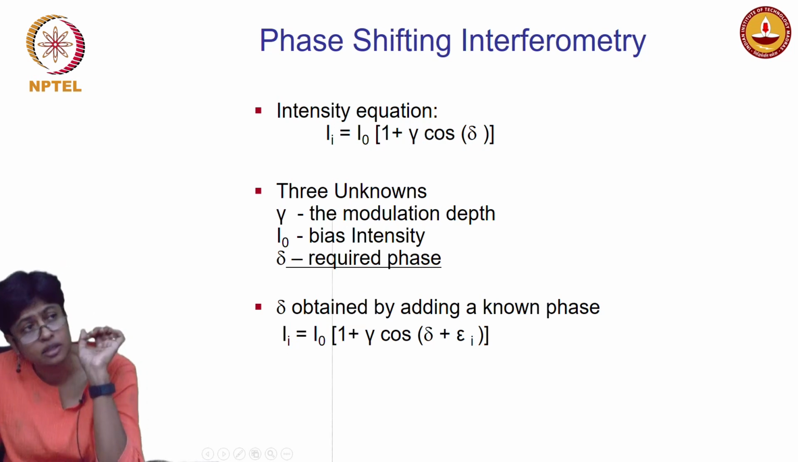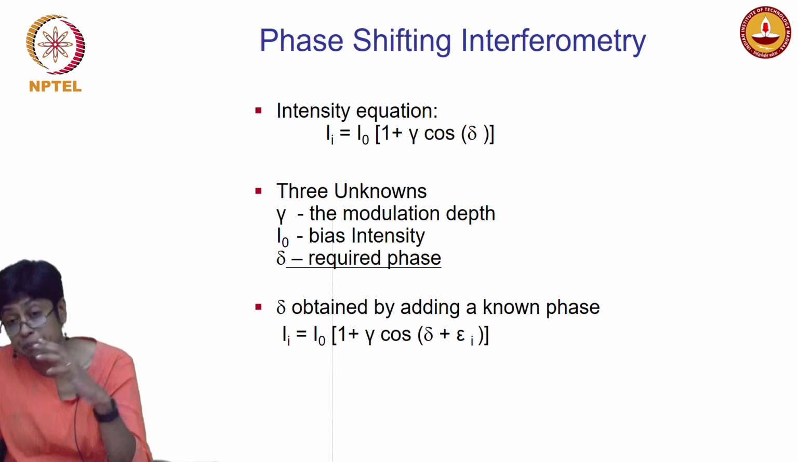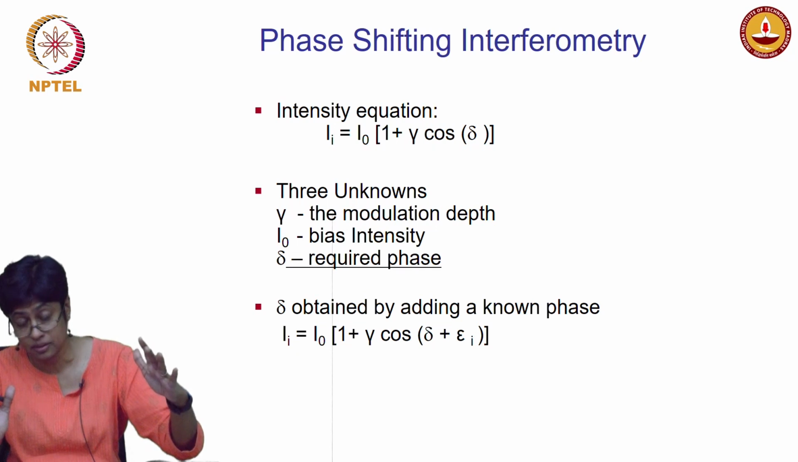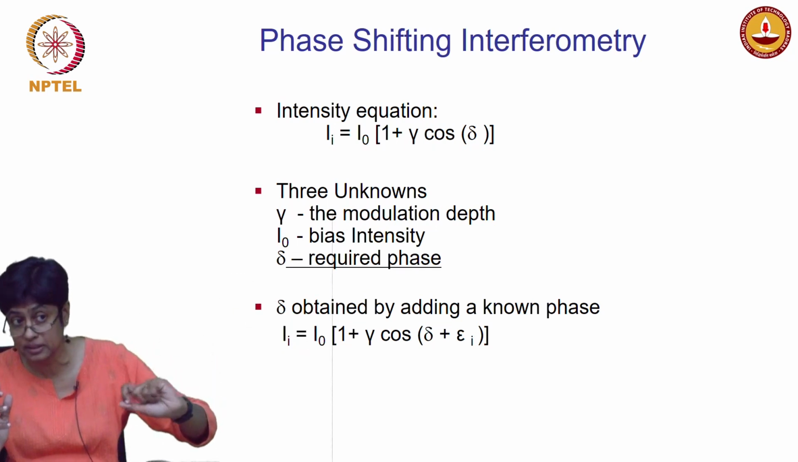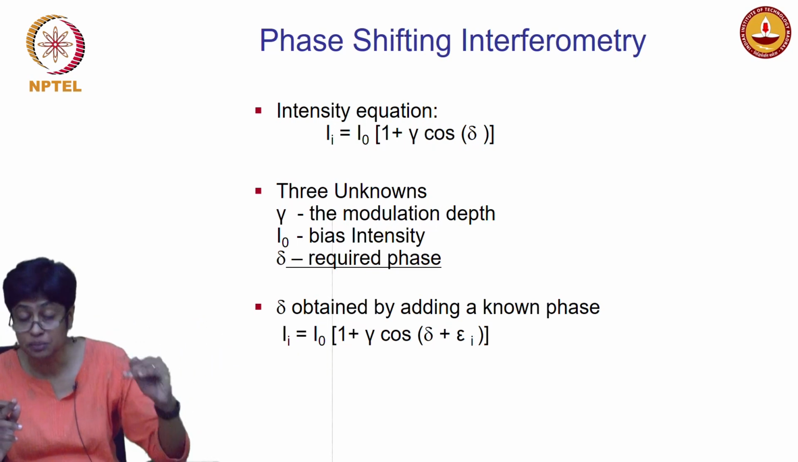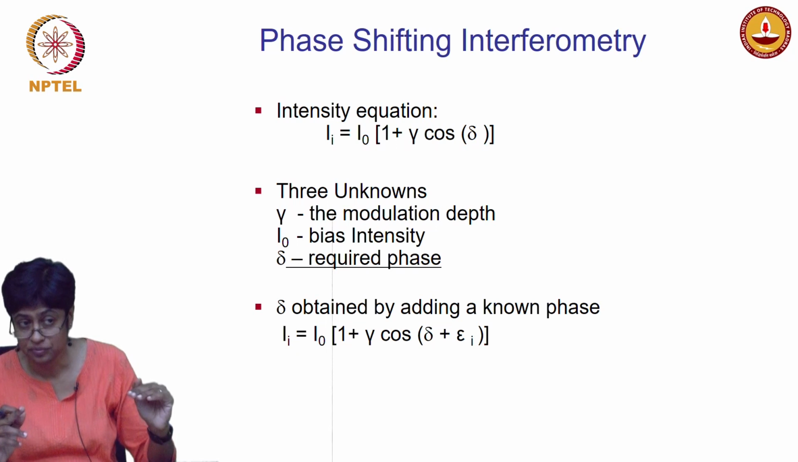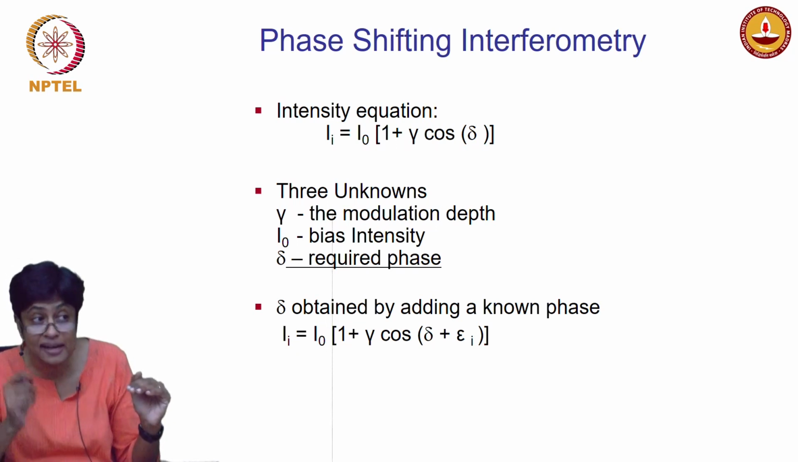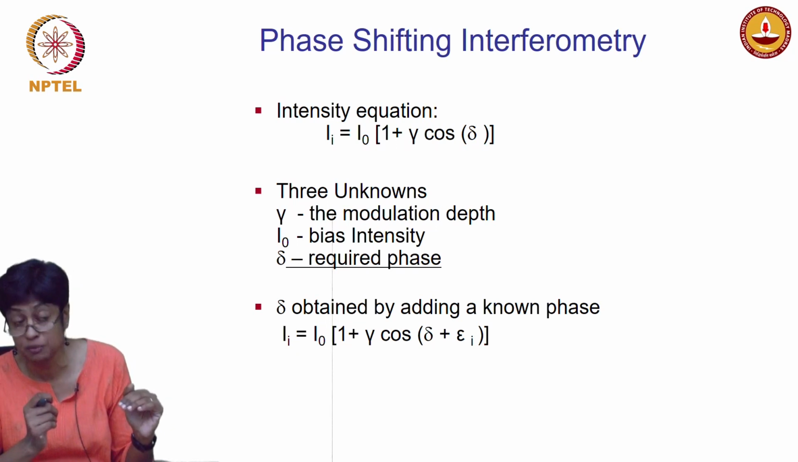So using not a known sample, even if you say known sample, I want to keep my setup with my sample. I don't want to remove the sample and put another sample. That will change things, right? The beam coming from the object has to be the same. I'm just adding an additional phase. I'm not taking away the object beam.